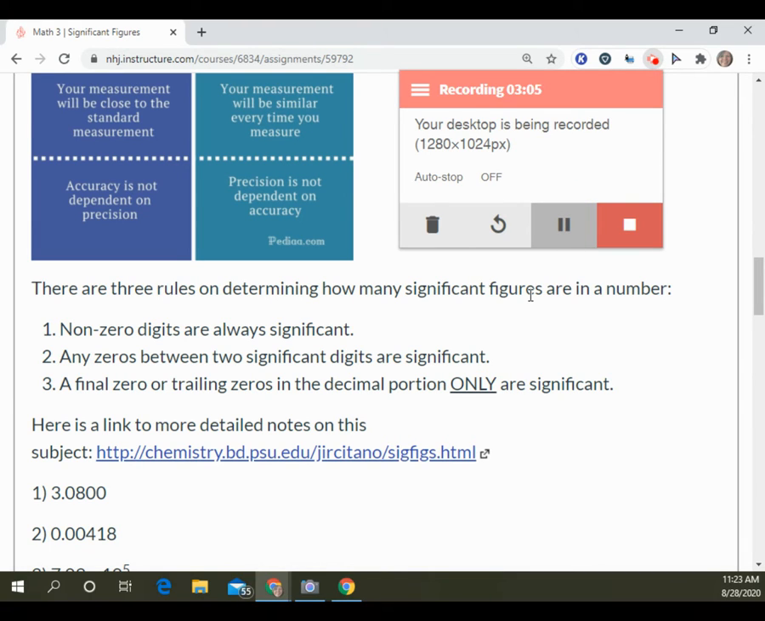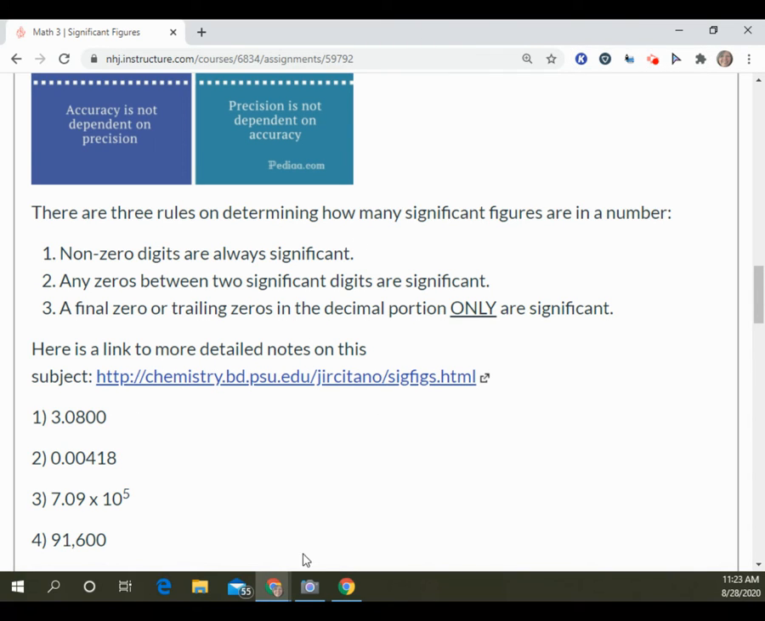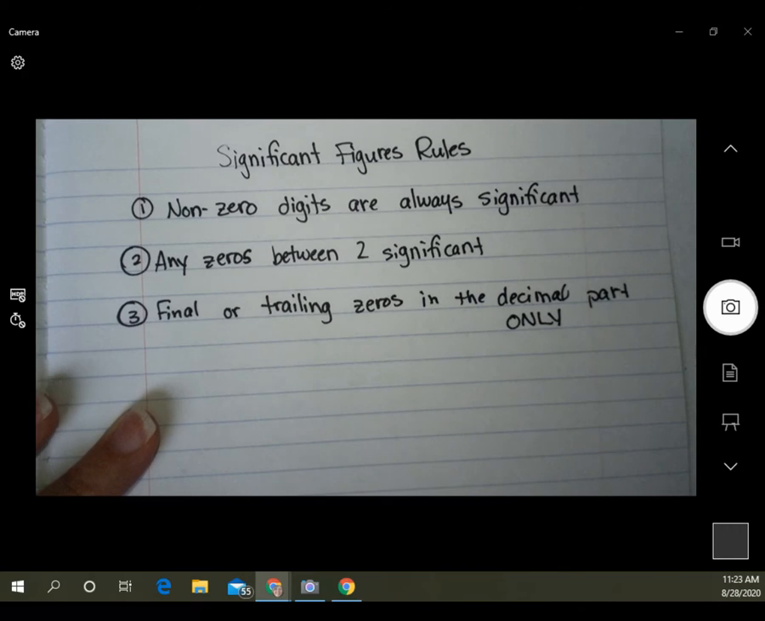Okay, so I wrote down the rules in my notebook, and now we are going to go to that notebook, and we're going to do some of these examples together so that you can see my reasoning and hear my thinking as we do these examples. All right.